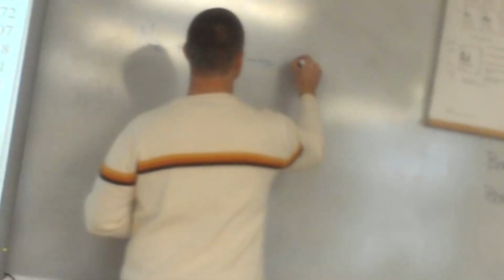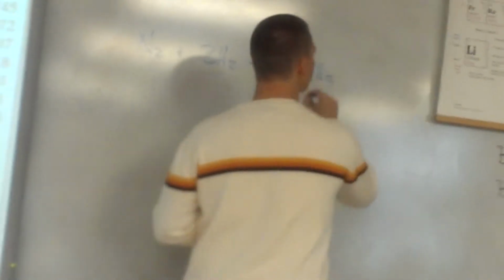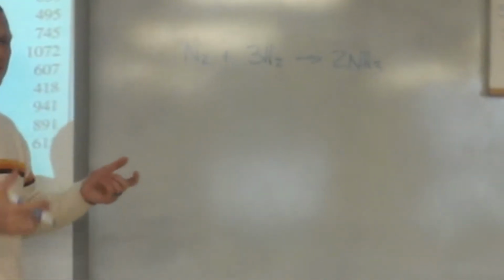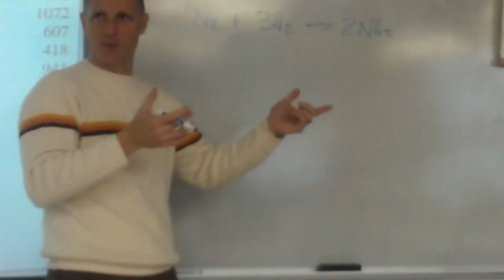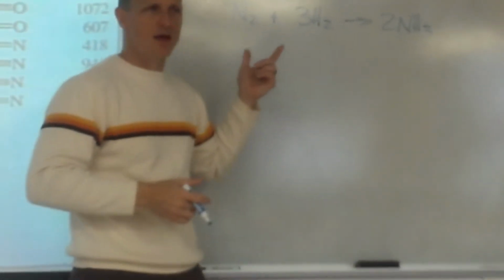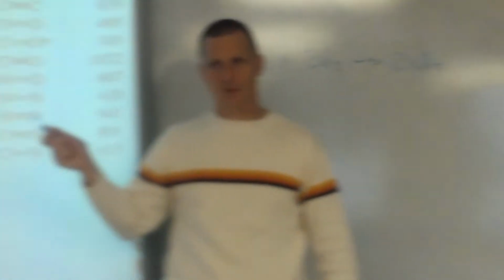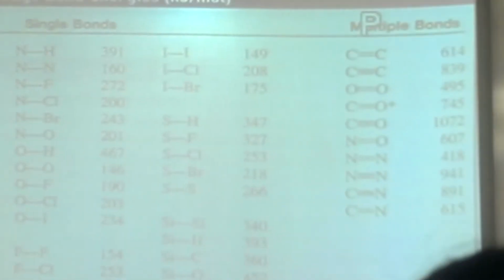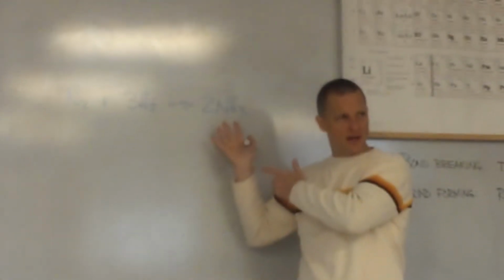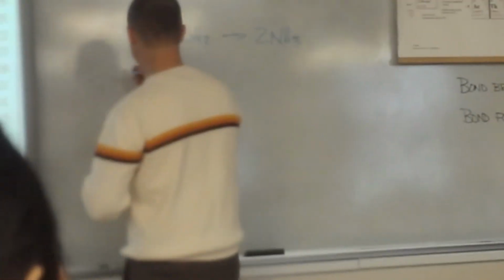If we're making ammonia, N2 plus 3 H2 yields 2 NH3. How much energy is involved in this change? Now, we could find the delta H for this reaction by looking up the heat of formation table and taking products minus reactants. That's one way you can find delta H. But you can also find it with this table. Because in order to make ammonia, you've got to break the N's apart and break the H's apart, and then they rearrange to make these new bonds. How much energy is involved?